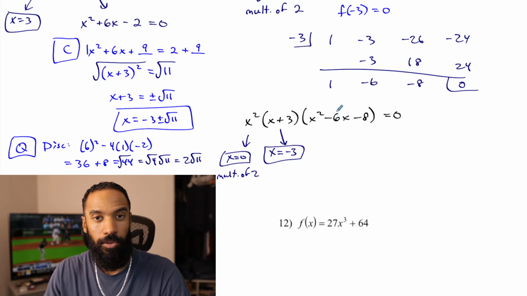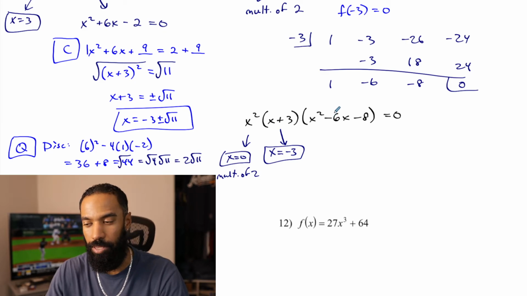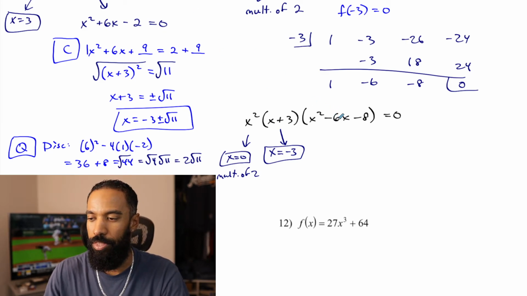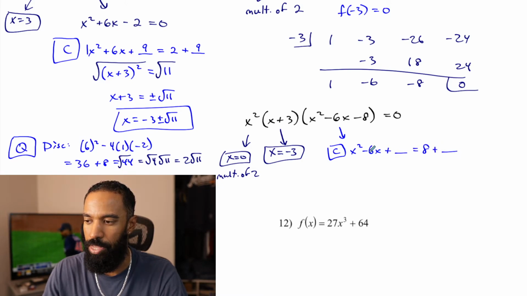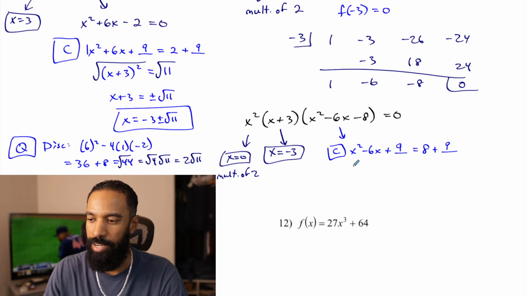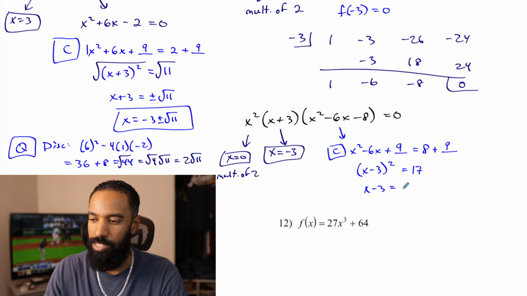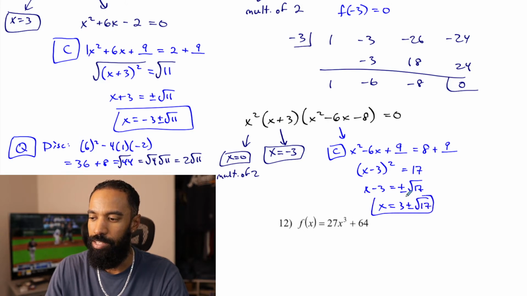This isn't factorable, though, so we're either going to use quadratic formula or completing the square. I'll try and fit both as I can. For completing the square, I would say x squared minus 6x plus something equals 8 plus something. -6 divided by 2 is -3. Square that is 9. So we add 9 and 9 again. This is x minus 3 quantity squared equals 17. You take the square root of both sides. X minus 3 is plus or minus the square root of 17. Add 3 to both sides. X equals 3 plus or minus the square root of 17.